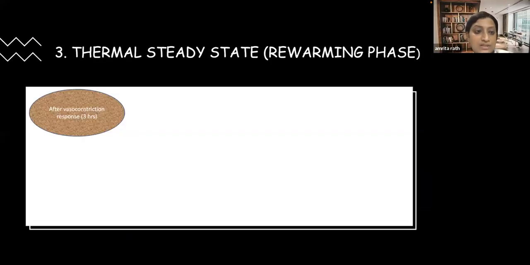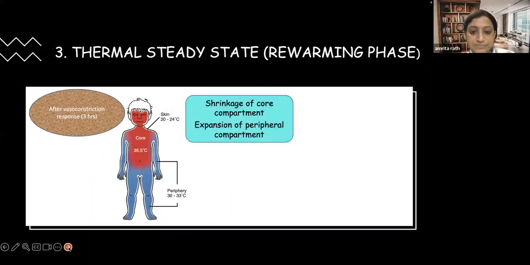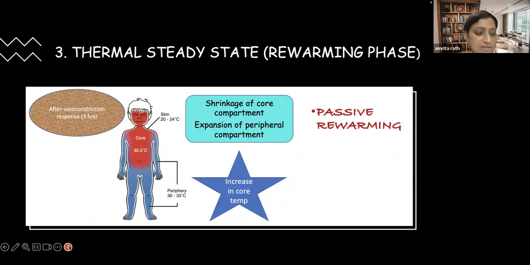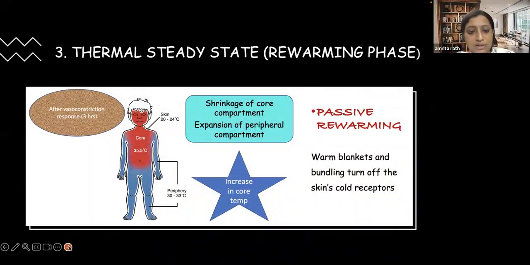Third is the thermal steady state or the rewarming phase. So here the vasoconstriction will start. So there will be contraction of the central core and there will be expansion of the periphery. So overall there will be increase in the core temperature. You can see the peripheral compartment will contract, but this much will be the core. So the temperature will increase. This is where your passive rewarming will help. So warm blanket and all will help you to arrest this phase at this only.